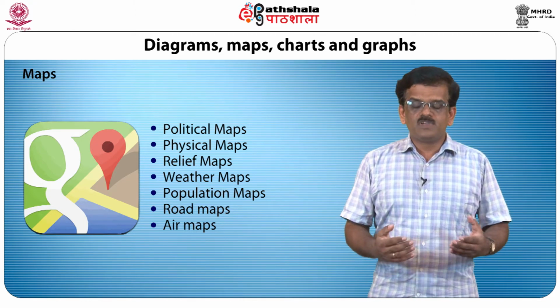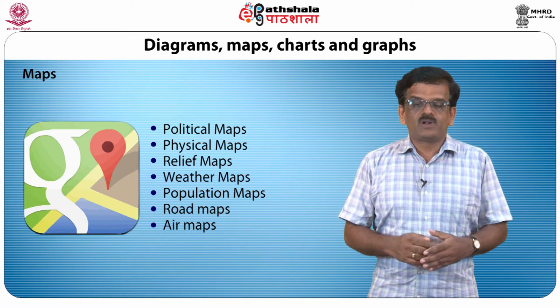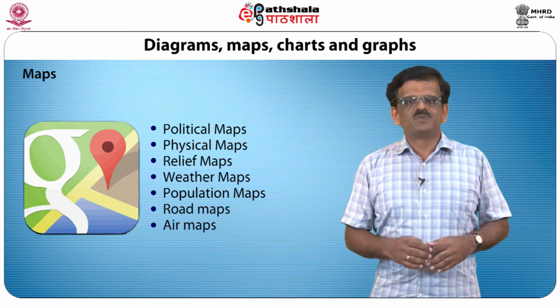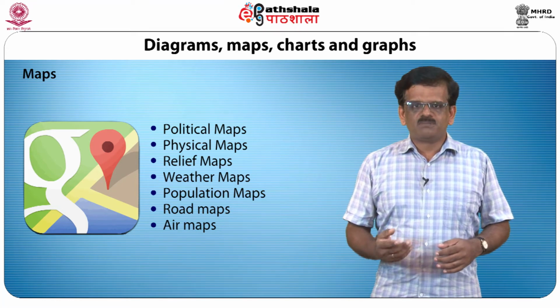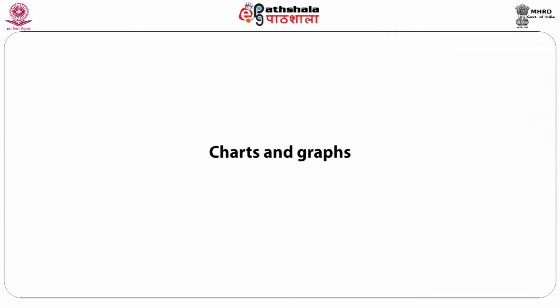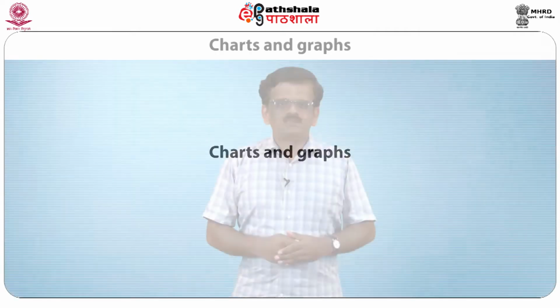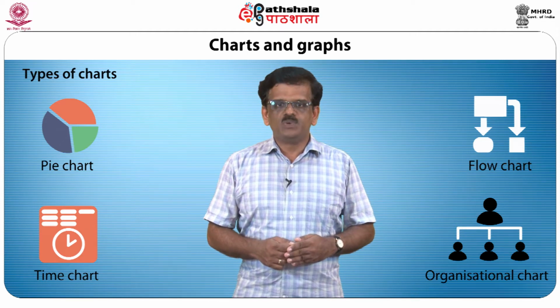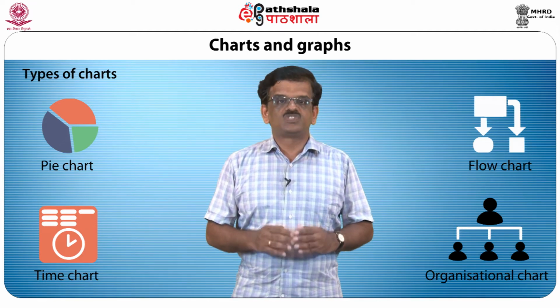The various types of maps which we come across in our life are political map, physical map, relief map, weather map, population map, road map and air maps. Charts. A chart is a graphical representation of data in which the data is represented through symbols.